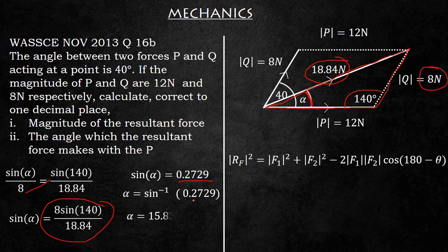So therefore, alpha is equal to 15.837 degrees. But we have to leave our answer to one decimal place. So the final answer is going to be 15.8 degrees. So this is our final answer.